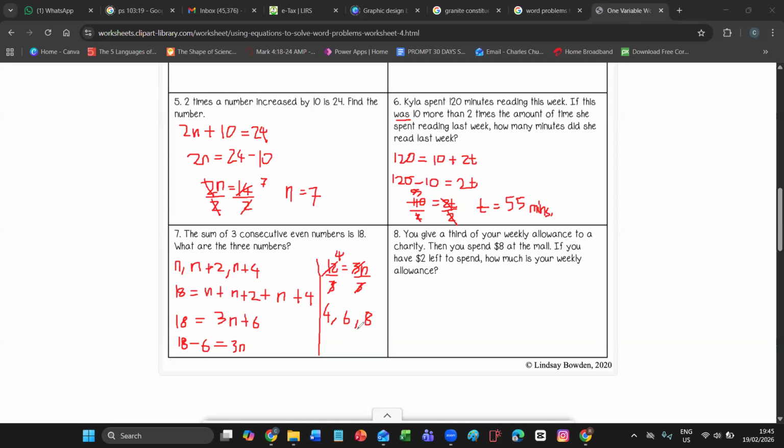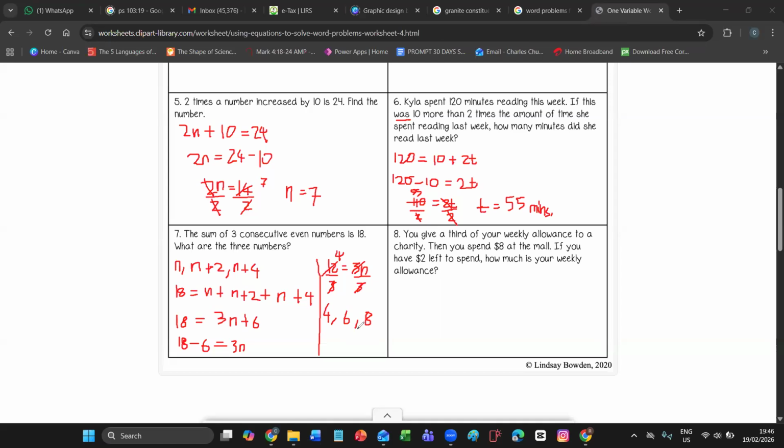Okay. So this person was pretty generous to give a third. If we are just looking at it critically, they divided their weekly allowance into three. One part of that three, they gave to a charity. Then out of the remaining two-thirds, they spent $8 at the mall and had $2 left to spend after they'd spent the $8. So the question now is how much was their weekly allowance?